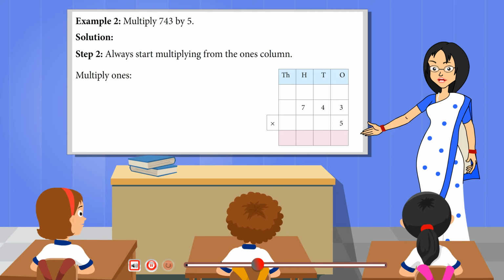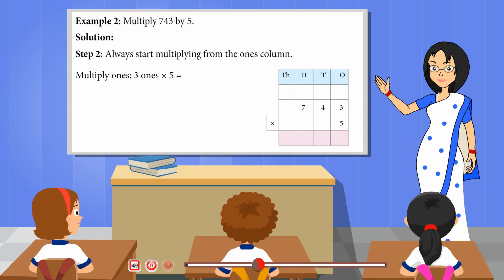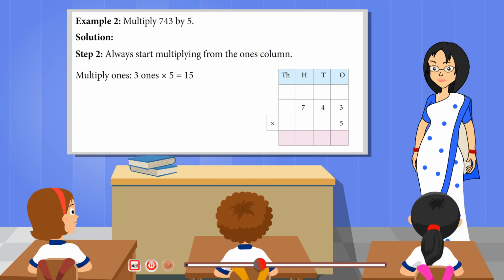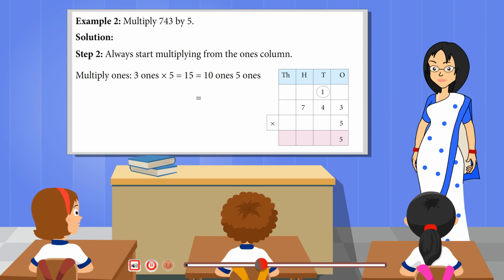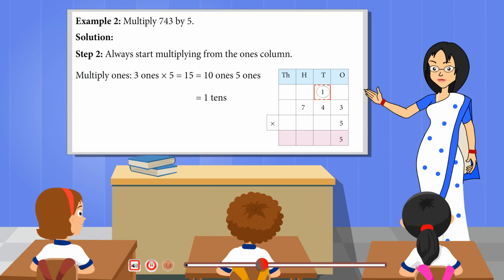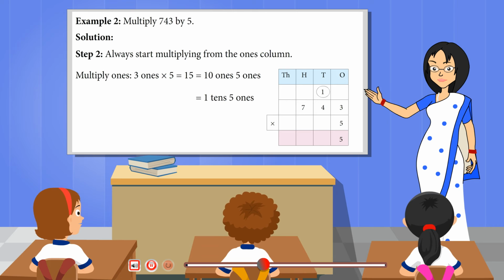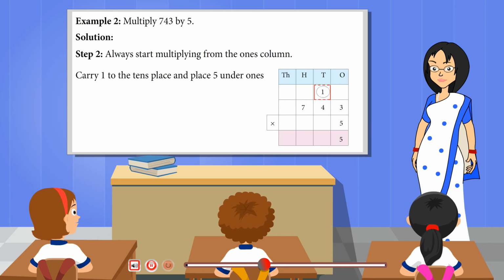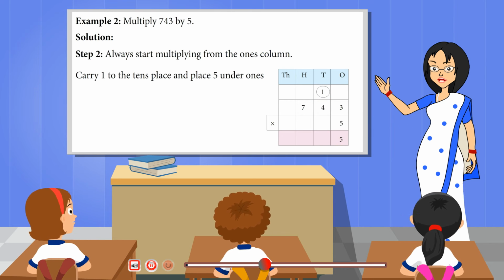Multiply ones. 3 ones into 5 is equal to 15, which is equal to 10 ones plus 5 ones, which is equal to 1 tens plus 5 ones. Carry 1 to the tens place and place 5 under ones.